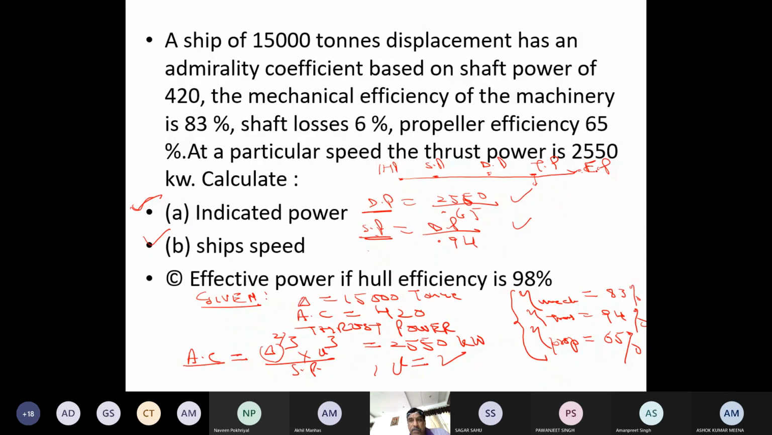Now effective power is the last one. From here to here it will be less. So I need to know the efficiency, which is 98%. Effective power will be equal to 2550 multiplied by hull efficiency, correct? So hull efficiency is given: 2550 into 0.98. This is my last part, C: effective power if hull efficiency is 98. So this is the way we have to do it.